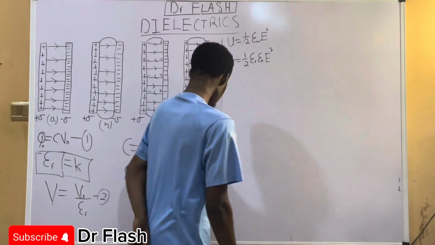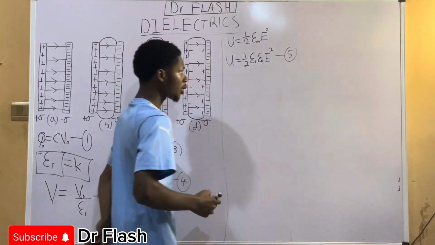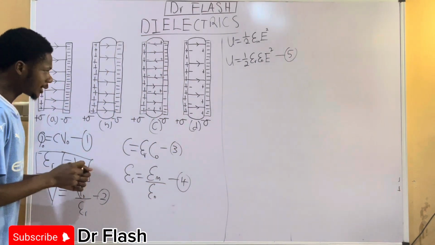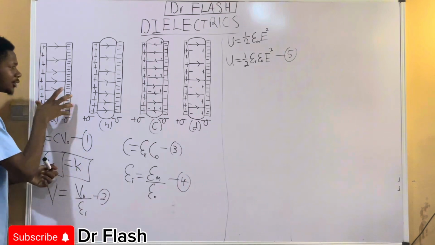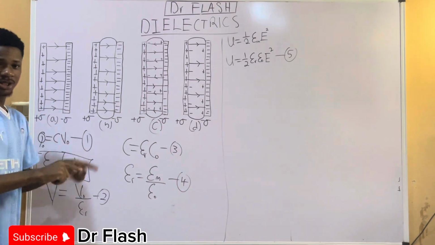This is what we're going to get. Okay, so I'm going to call this equation 5. Now what then happens to the electric field? Remember we said that after adding the dielectric, charges are being induced, right? So we do know that the number of charges are going to increase.